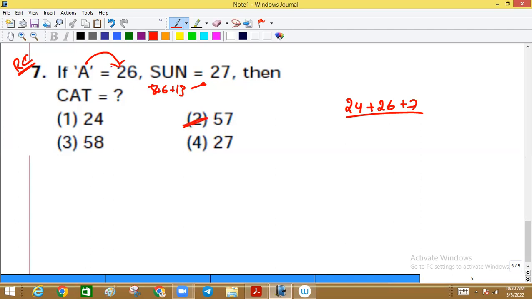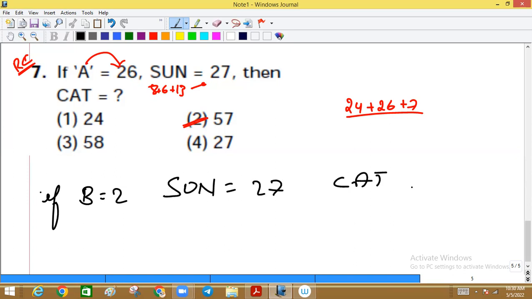57. For example, instead of saying A is 26, if I say B equals 2, SUN equals 27, CAT equals how much? What is the answer?